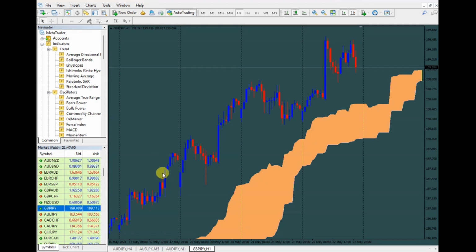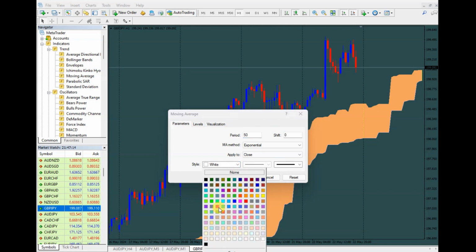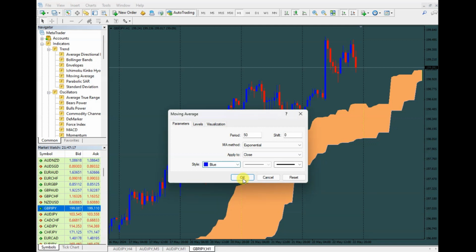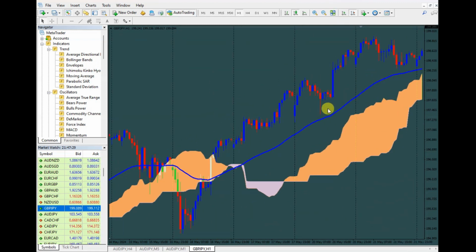So the next indicator which I would like to add is a moving average indicator. I'll be using the 50 exponential moving average. I set the color to blue. It doesn't matter, you can set it to any color you like. It depends on your preference. So now, as you can see on the chart, our rules are very simple for this strategy.